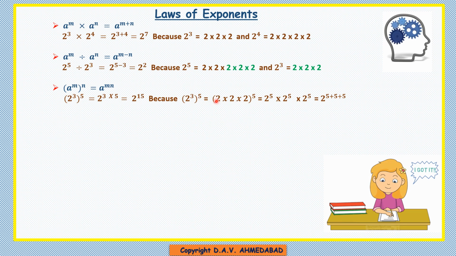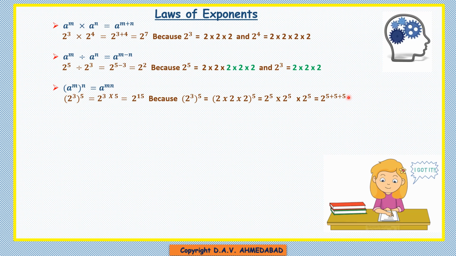It means this 2 is also having power 5, this 2 is also having power 5, and this 2 is also having power 5. It means we are having 2^5 into 2^5 into 2^5. And bases are same, numbers are in multiplication, so we will add the powers. 5 plus 5 plus 5, children?